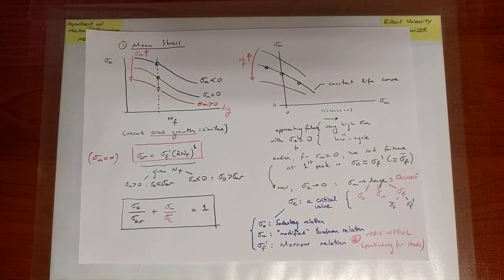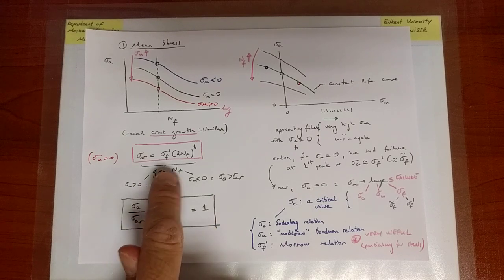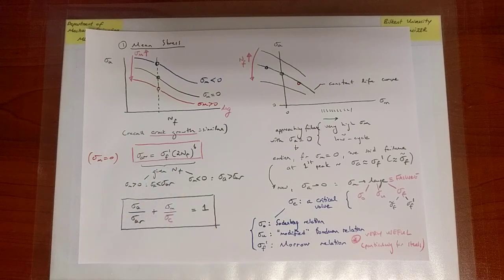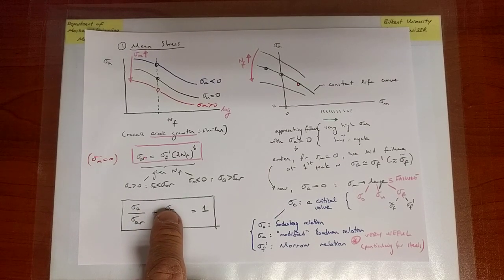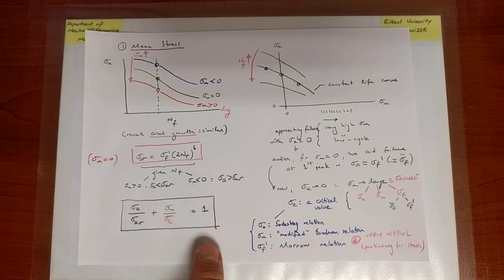Now we have our template for deciding how different combinations of alternating and mean stress lead to failure for a given number of cycles to failure. And we've introduced three relations. Notice that the combinations of sigma a and sigma m that lead to failure satisfy the equation of a line according to this template, or according to this proposal.